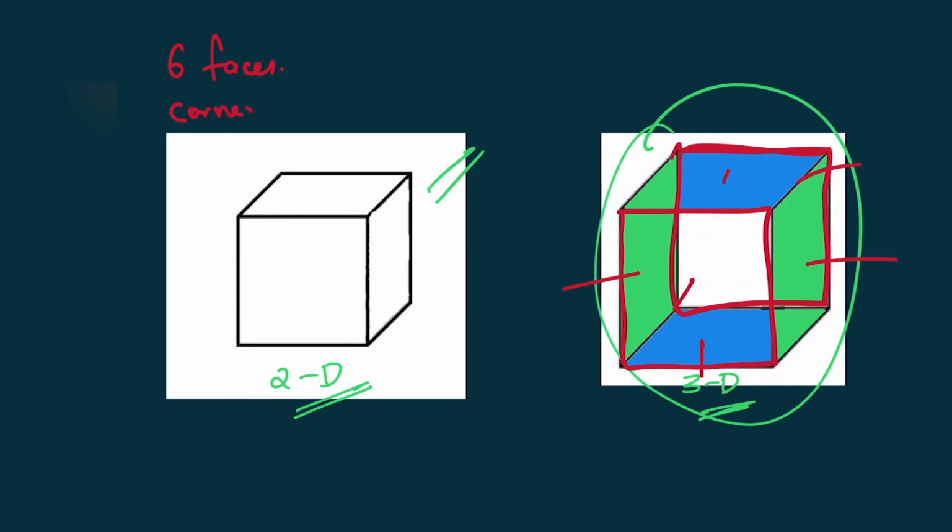Corners. Coming to corners, there are 8 corners. From this figure you can see 1, 2, 3, 4 at the top and the same 4 at the bottom. So totally there are 8 corners.